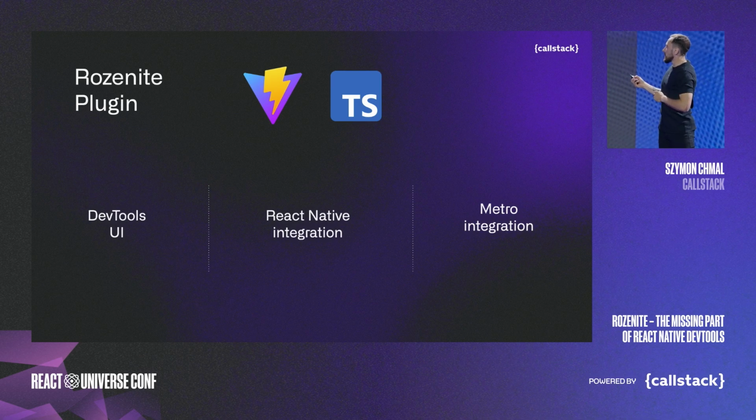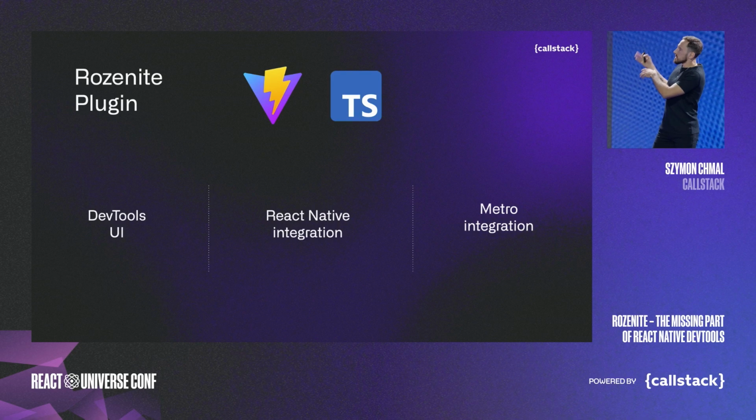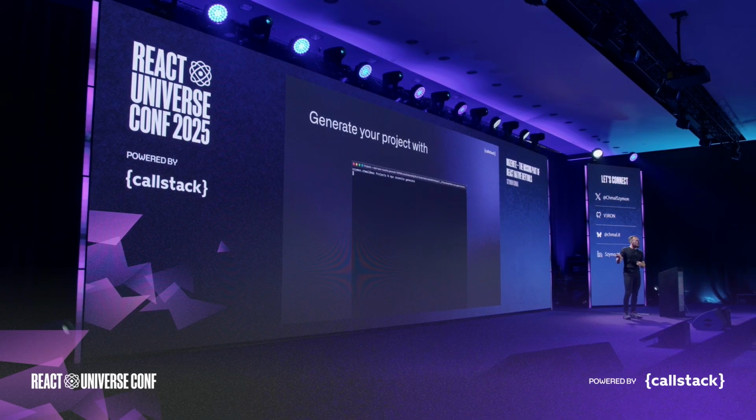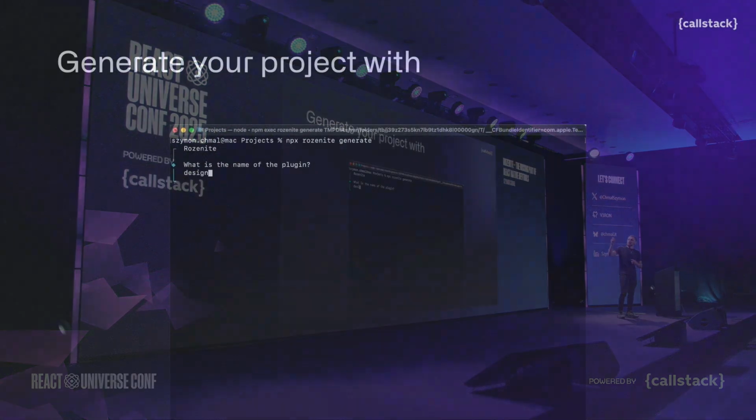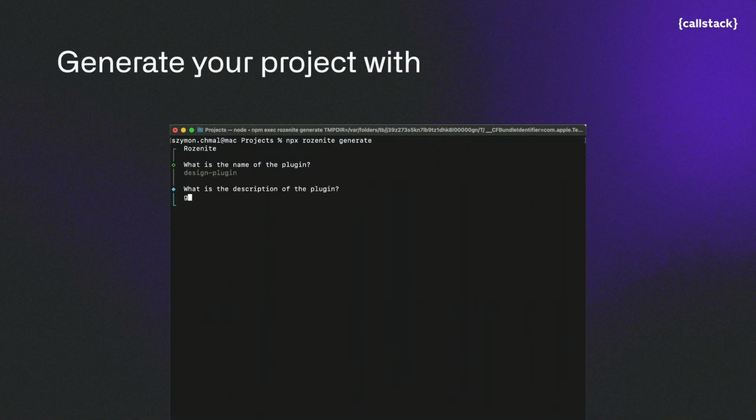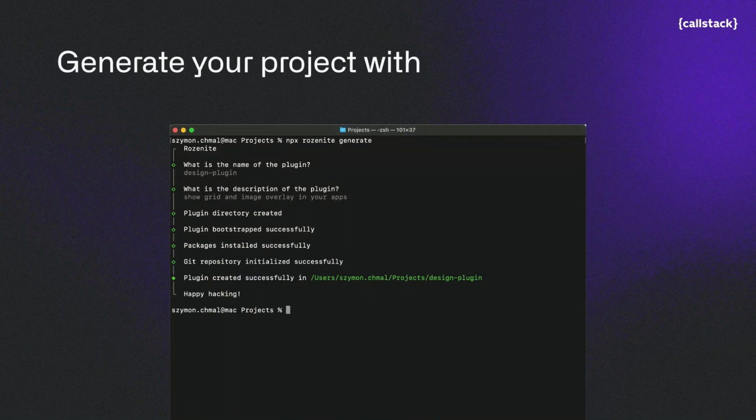A Rozenite plugin is basically composed of two or three components. It's the bundle for DevTools UI using React. It's the React Native integration, so it's some code you will use to, for example, send messages to the React Native UI, and then the optional part, the Metro integration. So when you want to start creating a new Rozenite plugin, again, I recommend the Rozenite generate command, which will basically ask you about a couple of details, and then it will bootstrap your whole project. And starting from this point, you can basically navigate to this directory and start implementing stuff. So that's what I did.